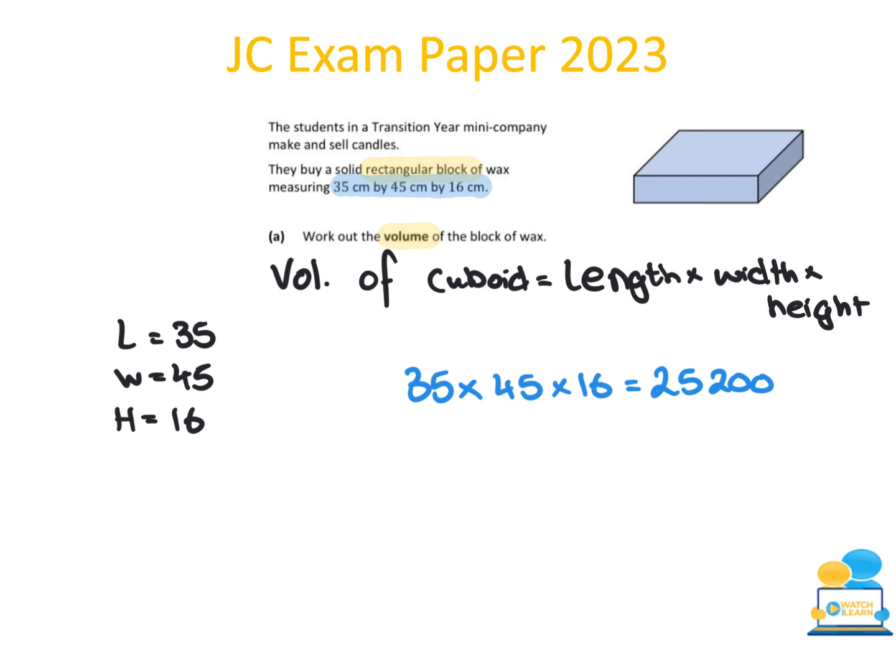Now, before we finish off this question, just make sure to look at your units. So what measurements were we talking about? We were talking about centimetres. So add that in, and we're also talking about volume, so we raise that unit to the power of 3. So my final answer for this question is the volume of the block of wax is 25,200 centimetres cubed.